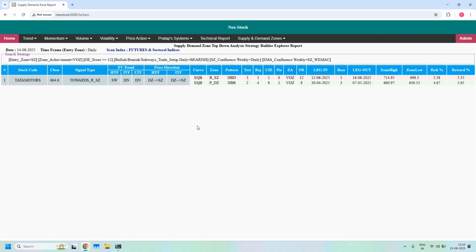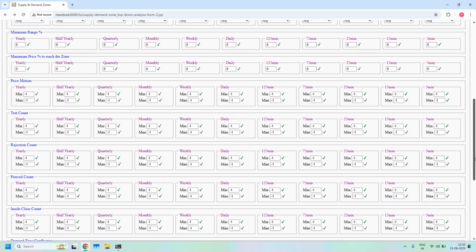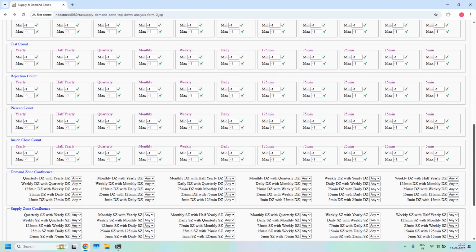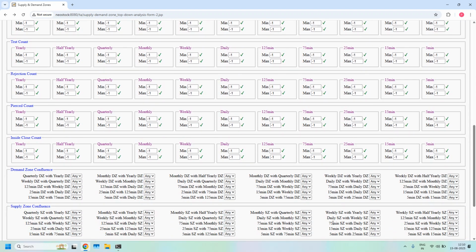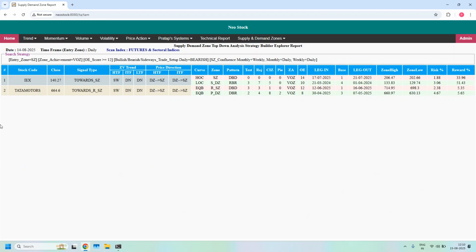Next, we will look into LTF, ITF and HTF supply zone confluence supported stocks. Removing EMA filter because it is ITF specific. In the supply zone confluence, 3 filters we have to set. First filter is already enabled, daily and weekly. Next, daily and monthly supply zone confluence. Weekly and monthly supply zone confluence. By setting all the 3 filters, we got 2 stocks.